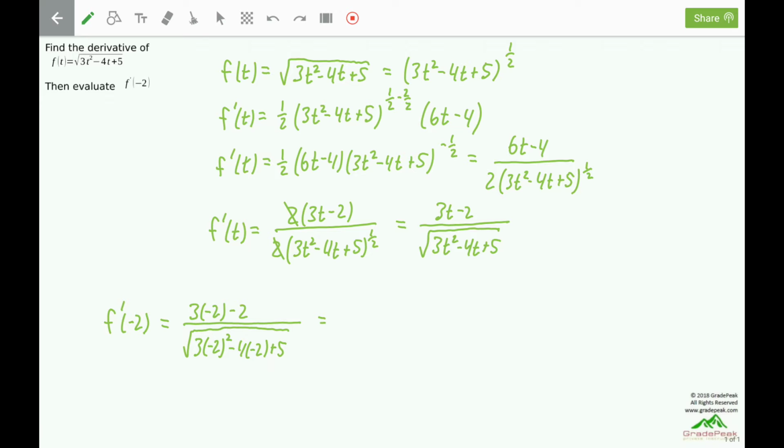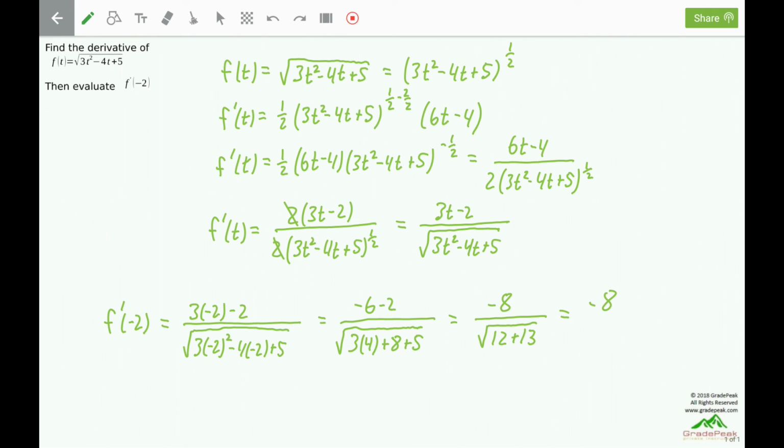In the numerator, 3 times negative 2 is a negative 6, and then minus 2, all over the square root of 3 times negative 2 squared, which is a positive 4. A negative 4 times a negative 2 is a positive 8, and then plus 5. In the numerator, we have negative 6 minus 2, which is a negative 8. In the denominator, we have the square root of 3 times 4, which is a 12. And then an 8 added to a 5 is a 13.